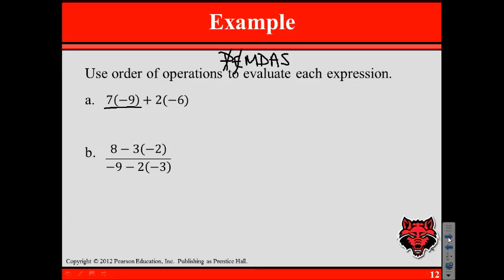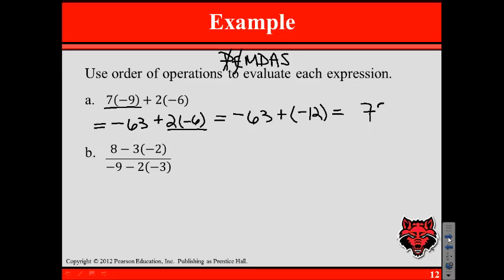So we go left to right. 7 times negative 9 is negative 63. We have different signs. When we multiply those, it gives us a negative value. Now we have addition and multiplication. We still work the multiplication first. That gives us negative 63 plus 2 times negative 6 is negative 12. And now we add negative 63 and negative 12. They have the same sign, so we add the absolute values, and we keep the original sign. The answer is negative 75.